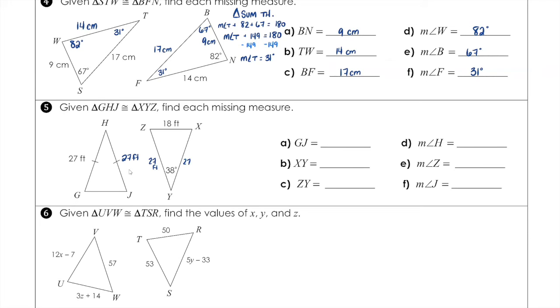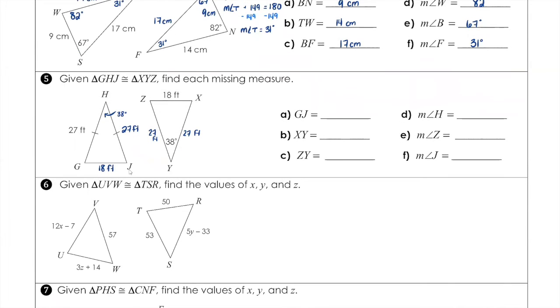What about the measure of angle H? 38. The length of GJ? 18. But we're missing two angles. That's pretty easy, guys. We've got to find two angles that add up. We can still find our XY.